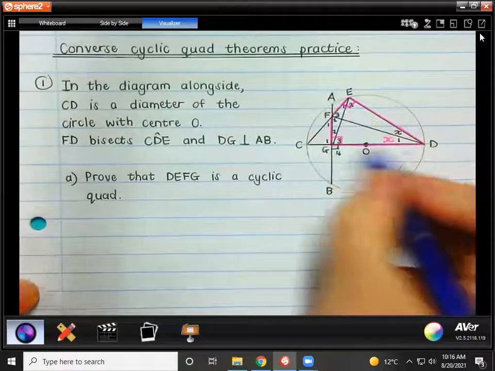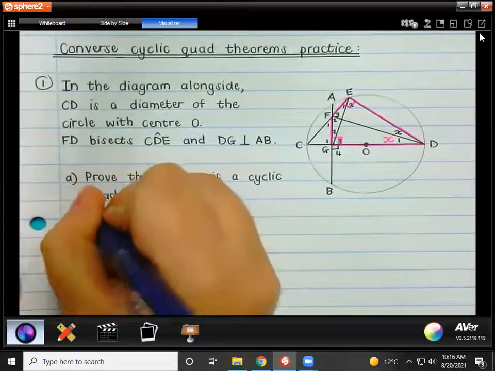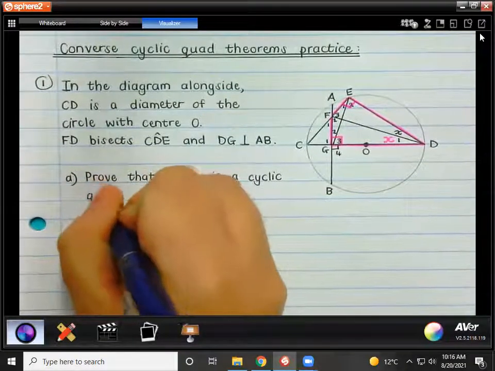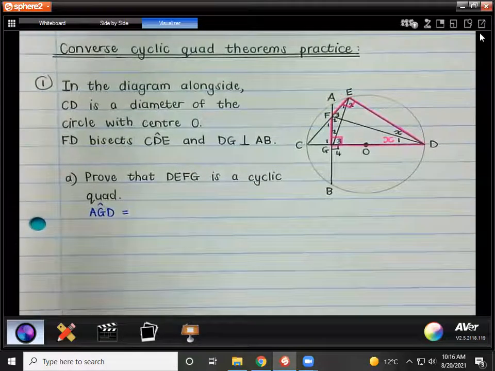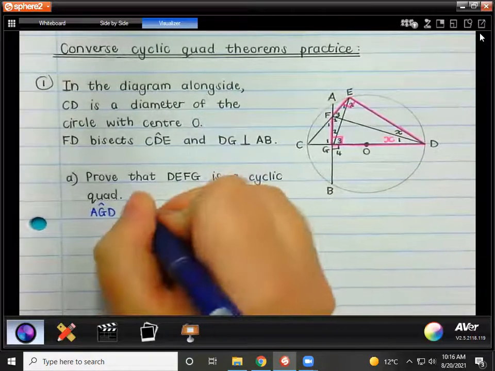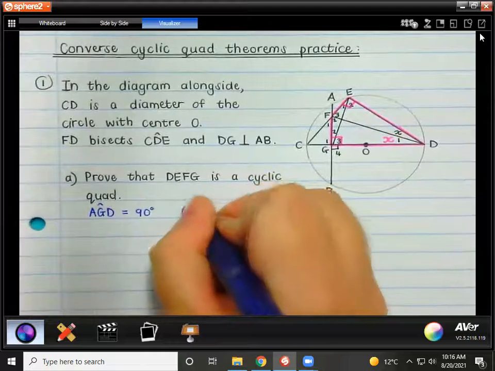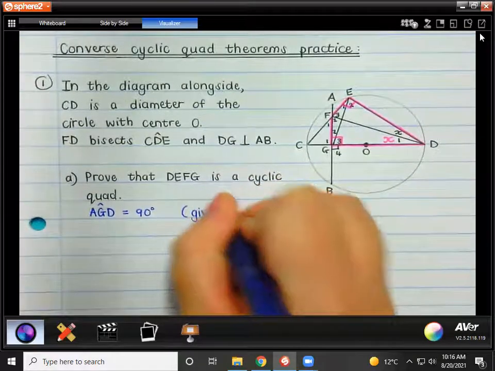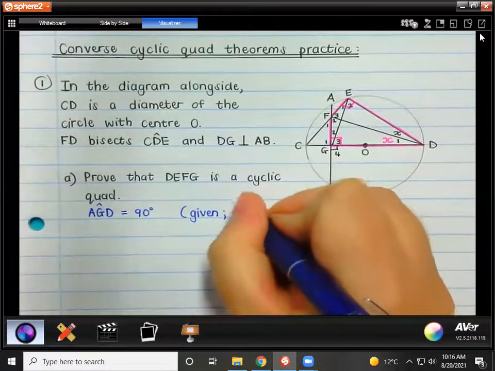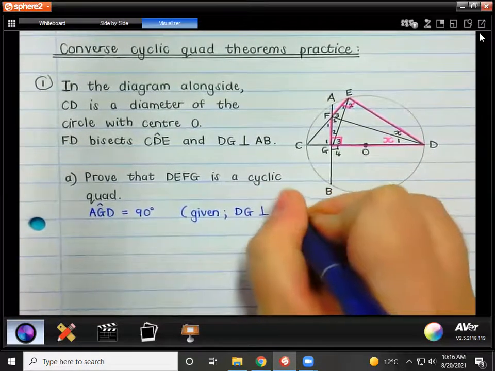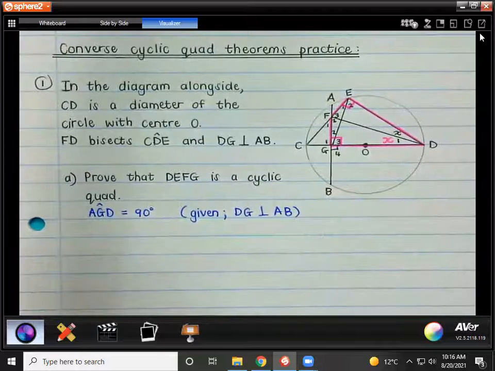Angle, let's call it AGD. You only have to do one proof, but we are going to write the other way now as well, just so that you have it. So AGD is equal to 90 degrees. That was actually given, but just so that you remember, if you're looking back at this, it was because they said that DG is perpendicular to AB. You wouldn't have to write that as your reason, it's just for you guys to remember.